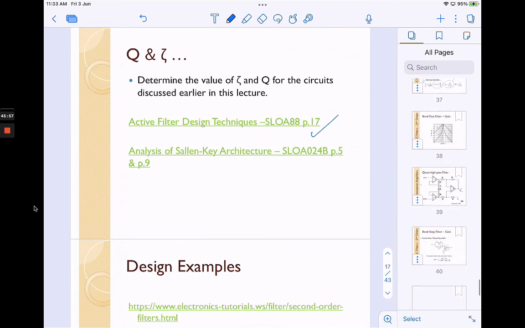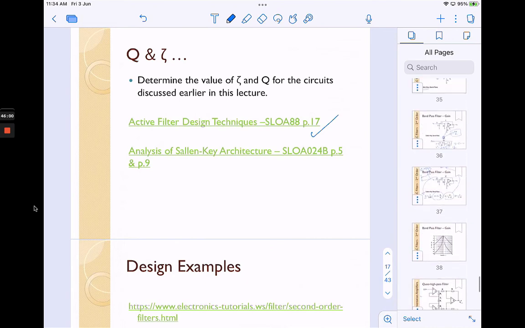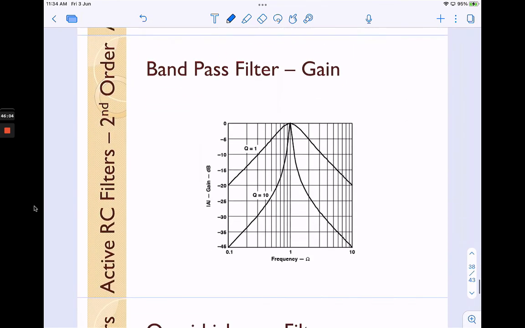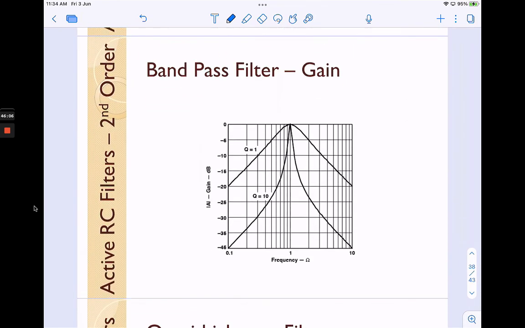Okay, now I think we come near to the end of our discussion. Here we already finished this one. This one is related to the narrowness of the bandpass filter.